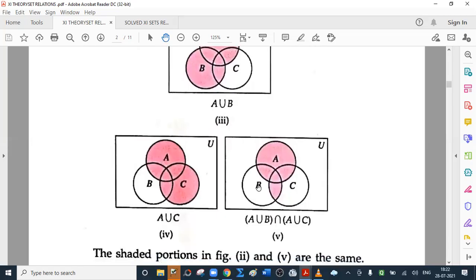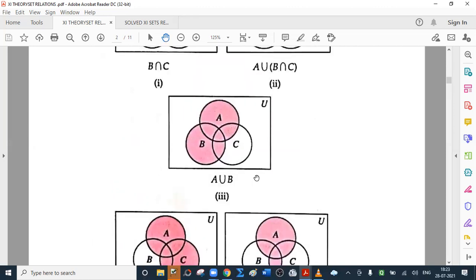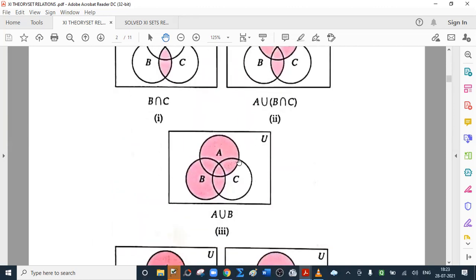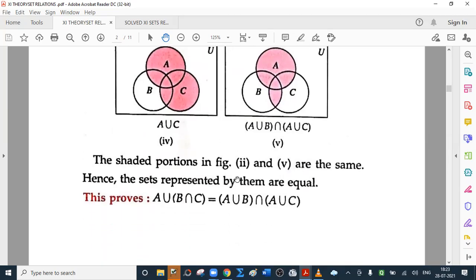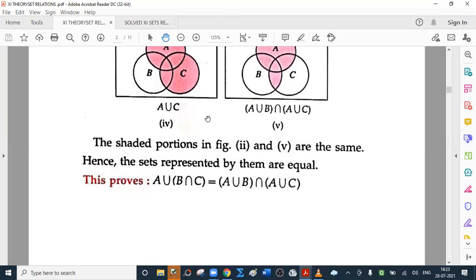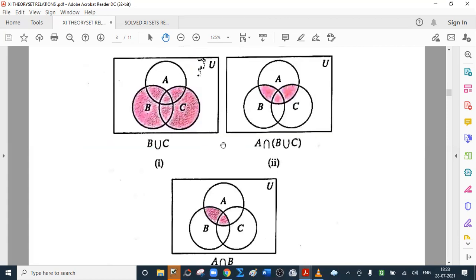Now you will notice that shaded portions in 2 and 5 are the same. See, this is 5 and this is 2. Yes, they are the same. And therefore, we can say that A union B intersection C is A union B intersection A union C. Please do write this after the lecture. This can be asked in exam, that prove distributive laws using Venn diagram. I think in exercise 5.1, we are going to verify these by considering few elements.